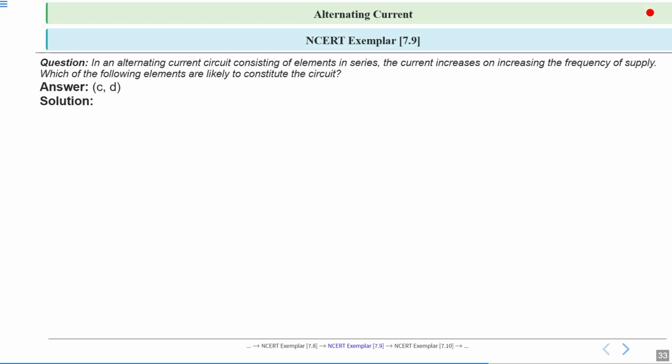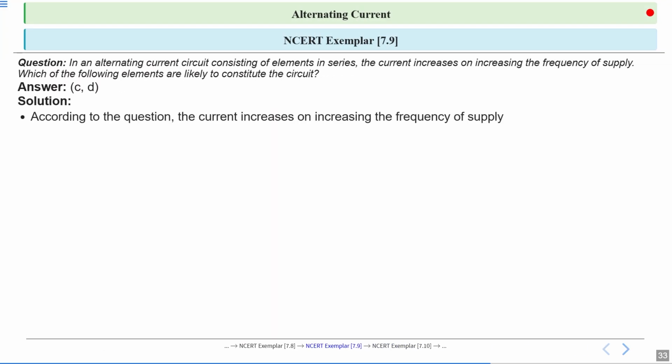So let's see the solution. Options C and D both are correct. According to the question, the current increases on increasing the frequency of the supply. Hence, the reactance of the circuit must be decreasing as frequency is increasing. That means the reactance, or we can say the impedance, of the circuit must be decreasing. That's why current is increasing.